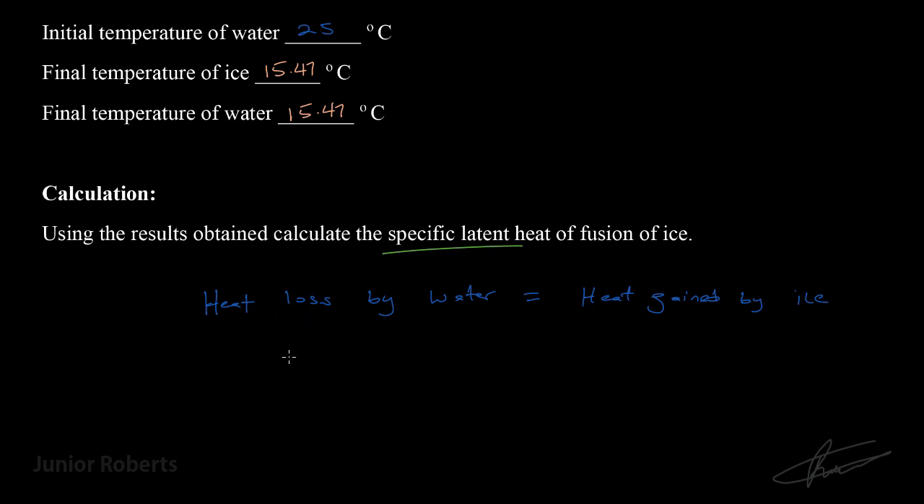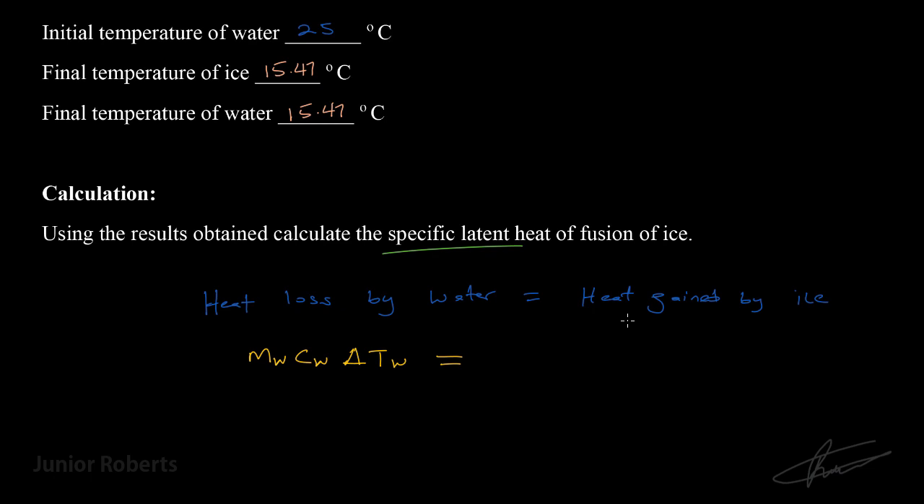So what we're going to see now is that the heat loss by the water will be calculated by using the mass of the water multiplied by the specific heat capacity of the water multiplied by the change in temperature of the water. Now, once the water has lost that heat, the ice will absorb that heat energy. And it will take some of that heat energy to melt, then it's going to take the remainder to raise its temperature.